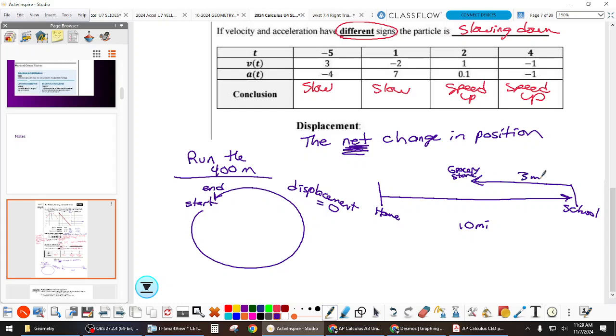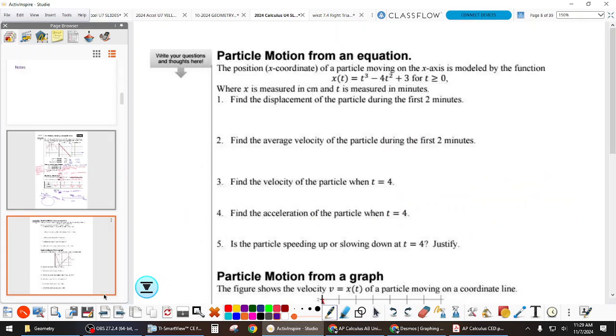And that's 3 miles. What's your displacement? 7. So your displacement, you're 7 miles from home. Okay? And so on the next page, we'll see some questions about that, but like this first one. If we're given this x of t function for a particle moving along the x-axis, the first question is find the displacement of the particle for the first 2 minutes. How would you do that?